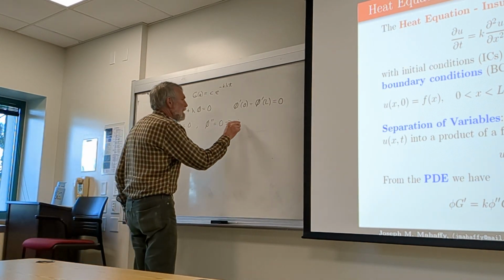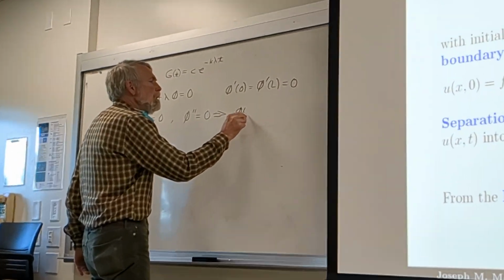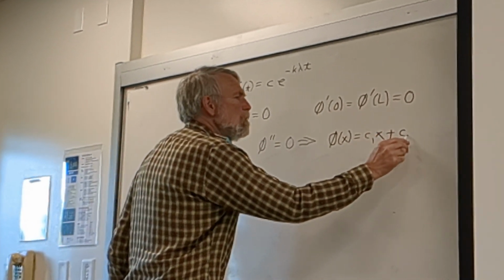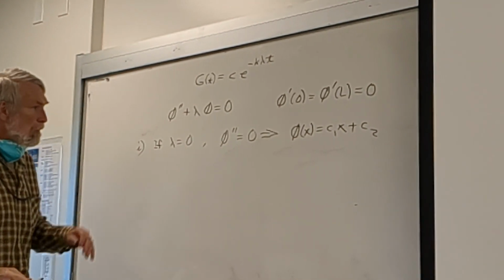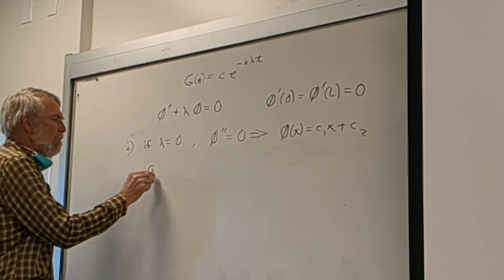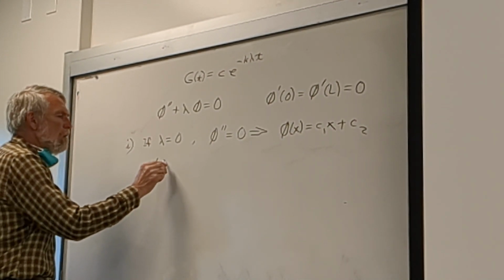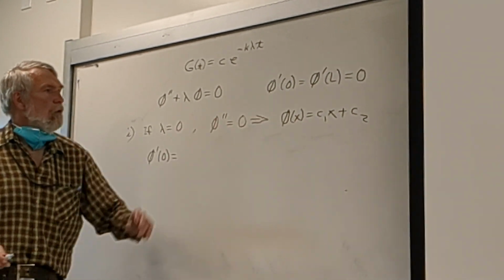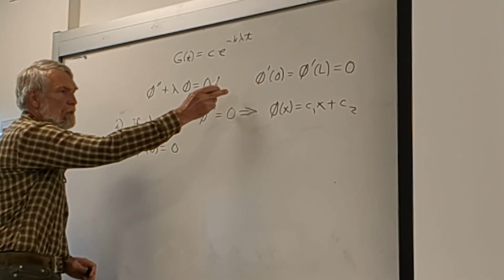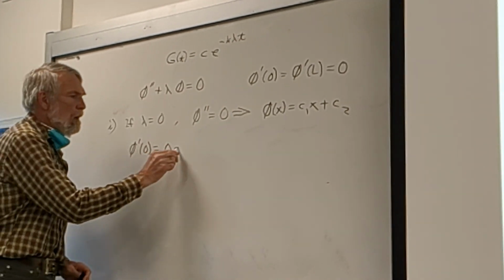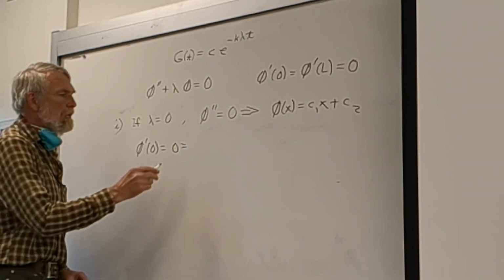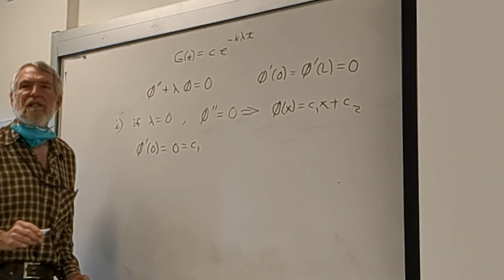C1x plus C2. It's a nice linear function. Phi of x is equal to C1x plus C2. Now we plug in what phi prime at 0 is. First of all, it has to be 0 because of this condition here. But if we take the derivative, what do we get? We get C1. So necessarily C1 equals 0.